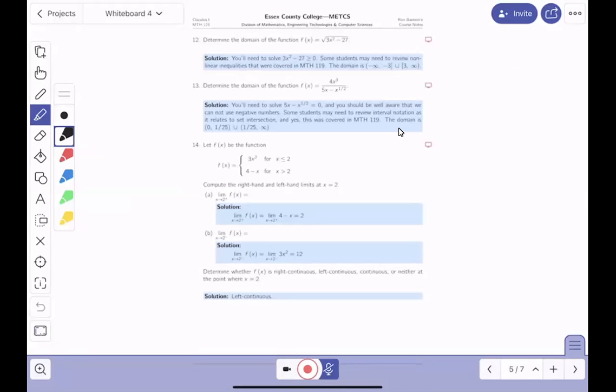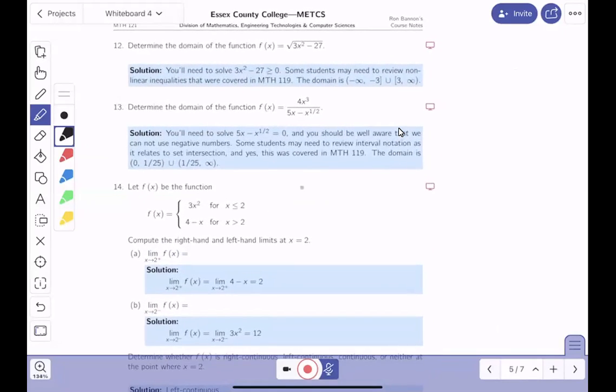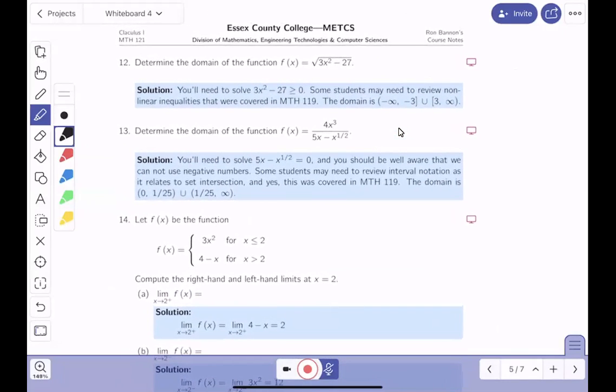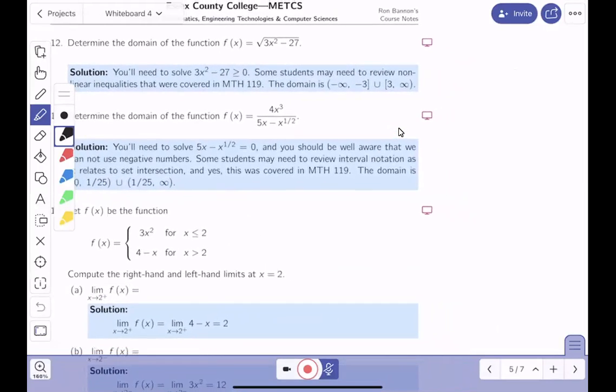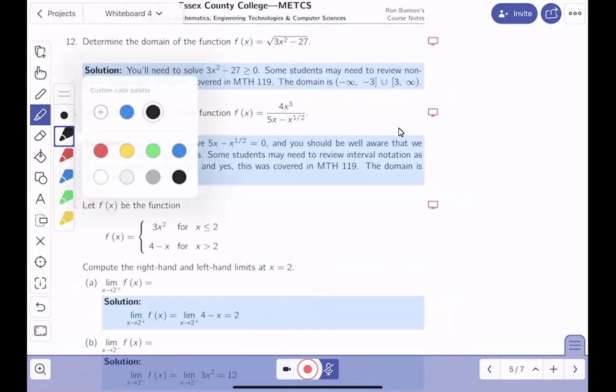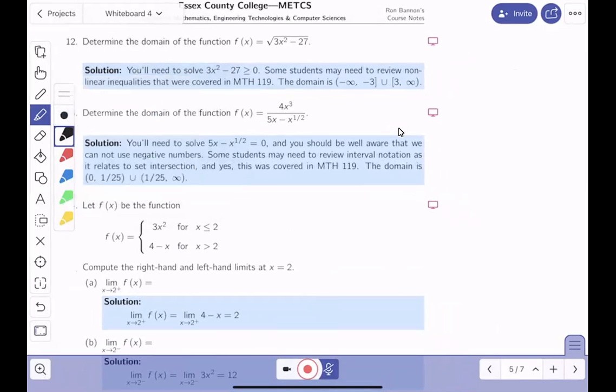All right, let's go to 12. Get a little better at this. Determine the domain of this guy here. Couldn't be easier. It's a 119 question. So I'm going to put that down for you. This is an even root. So the radicand must be greater than or equal to 0. And let me go through the work with you. It's an easy question. I'm glad for easy questions.